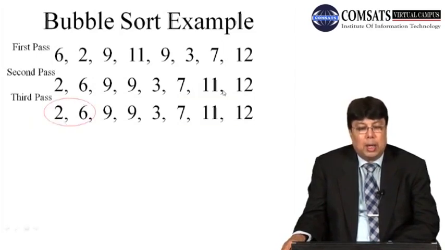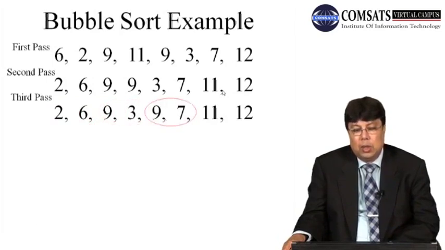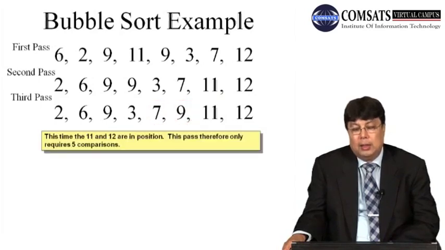Okay, then pass number 3. Compare 2 with 6, they are in order. 6 and 9, they are in order. 9 and 9, they are in order. 9 and 3, no, they are not in order, swap the two. 9 and 7, not in order, swap. 9 and 11, okay. So this time 11 and 12 are in their final positions, so we have not compared with them.